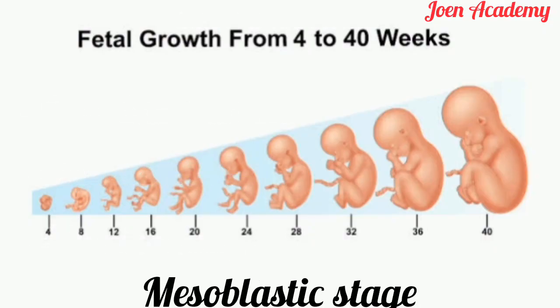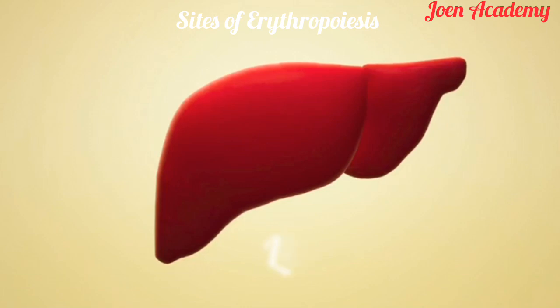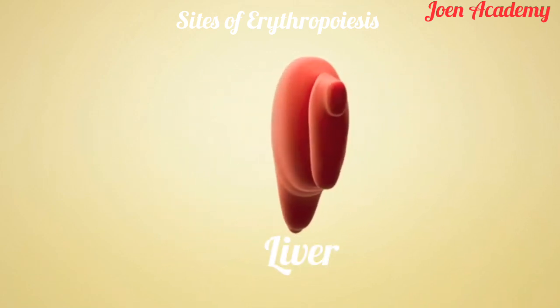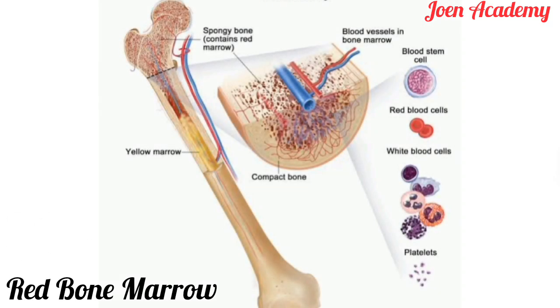The mesoblastic stage occurs in the first 2 months of intrauterine life. Here, the red blood cells are produced from the mesenchyme of the yolk sac. Hepatic stage occurs in the 3rd month of intrauterine life. The main organ that is responsible for the production of red blood cell in this stage is the liver, although the spleen and lymphoid organs are also involved. As for the myeloid stage, it occurs in the last 3 months of intrauterine life. In this stage, the red blood cells are produced from the red bone marrows and the liver also.